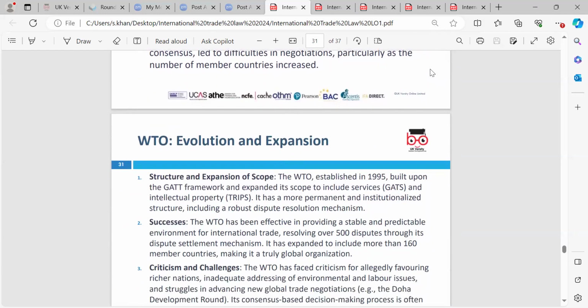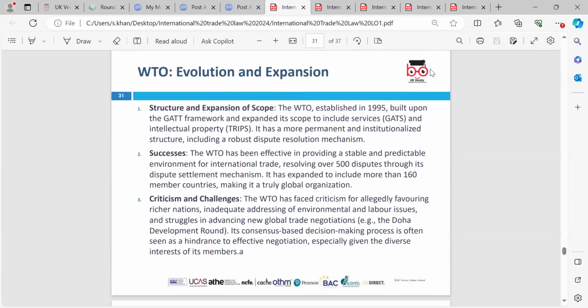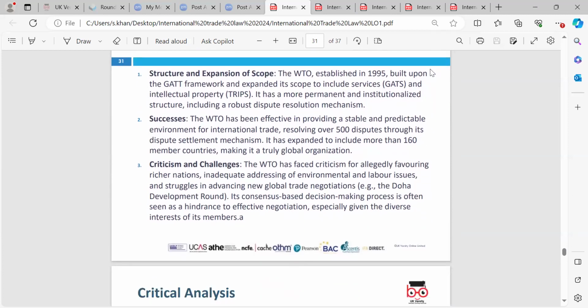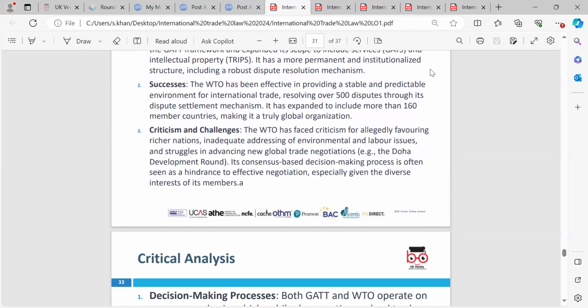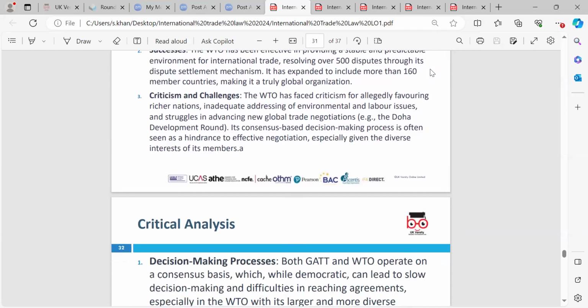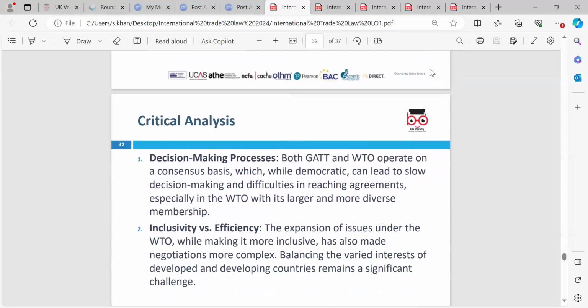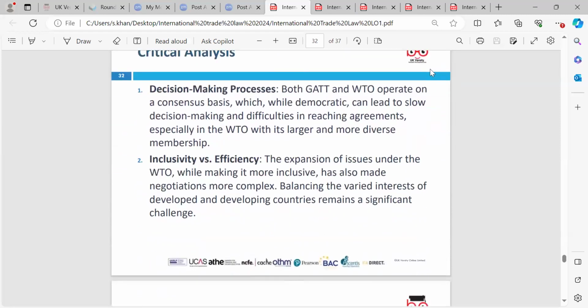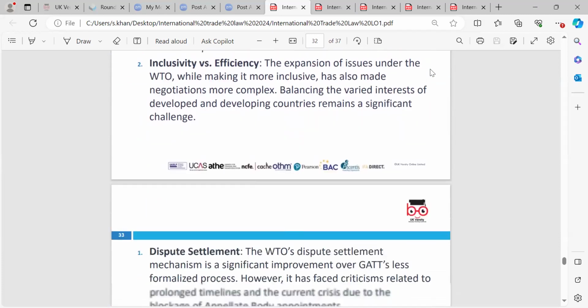We also looked at the evolution and expansion of the World Trade Organization, which was established in 1995. The successes have been effective in providing a stable and predictable environment for international trade, resolving around 500 disputes through its dispute settlement mechanism. We looked at the criticism and challenges of the World Trade Organization as well, and the critical analysis: decision-making processes by both GATT and the World Trade Organization, and inclusivity versus efficiency.